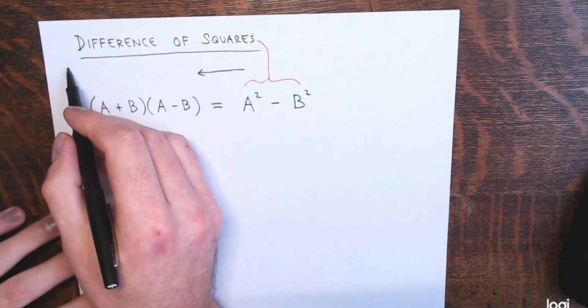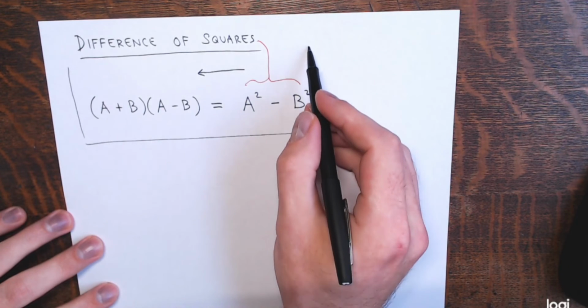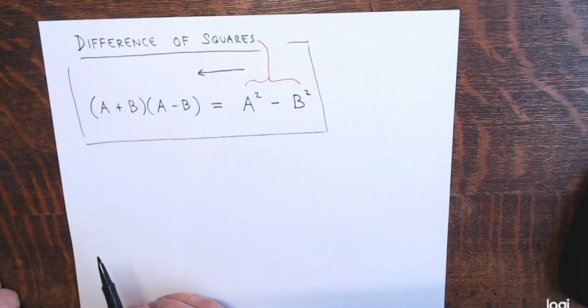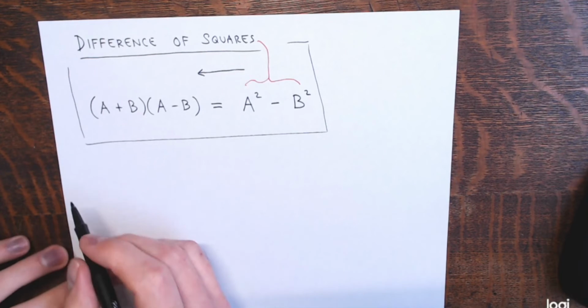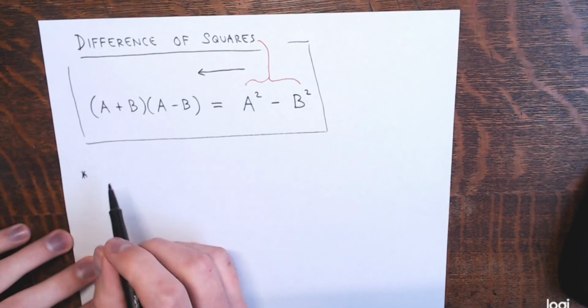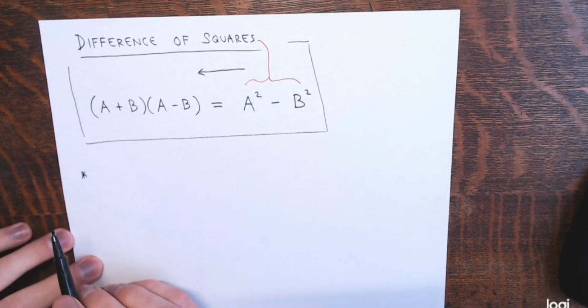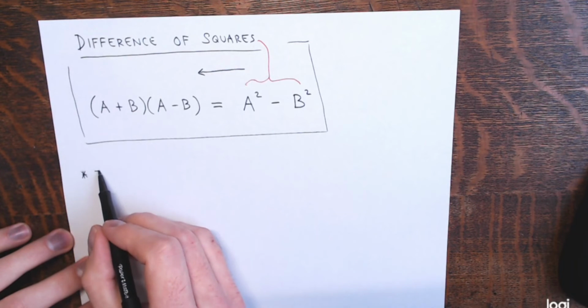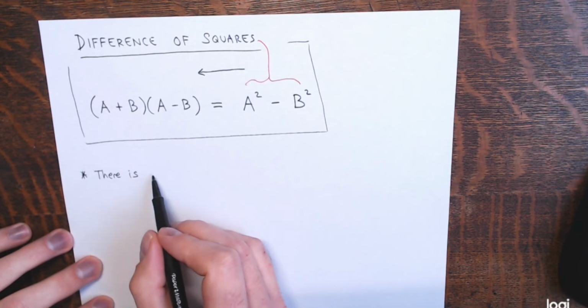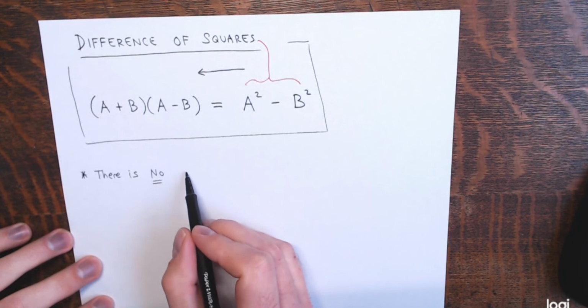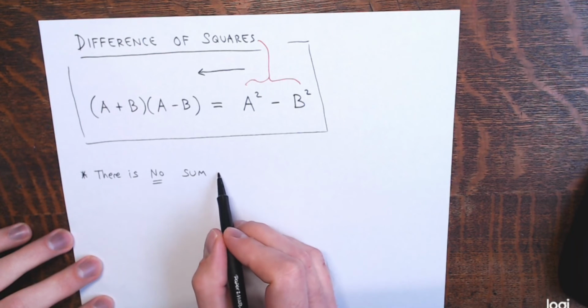So this should be a simple one. Now be careful. One note I want to make here is that, yes, there's a difference of squares factoring formula. There is no sum of squares formula.